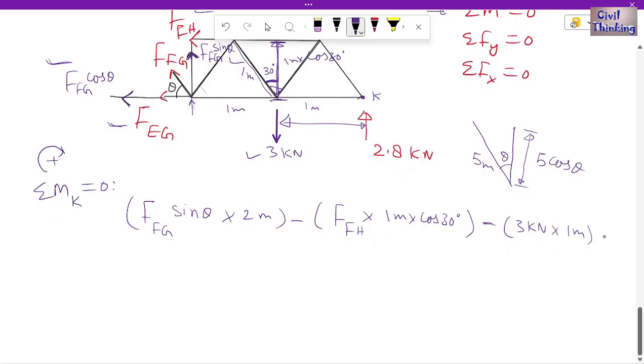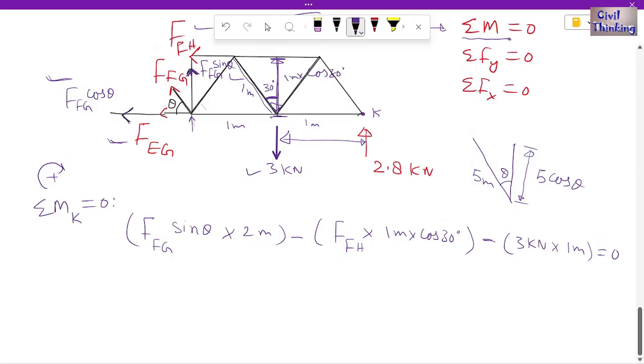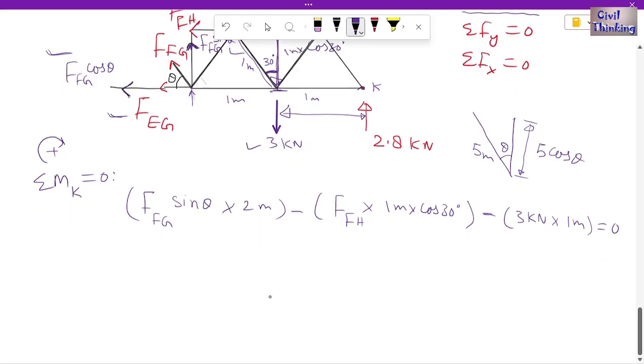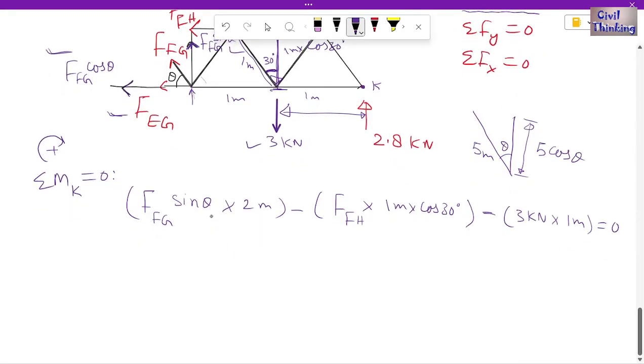And we have to equate it to what? Equate it to 0, because the summation of moment is 0. These are the equations of equilibrium. Now let us simplify. Now theta is what? 60 degrees.